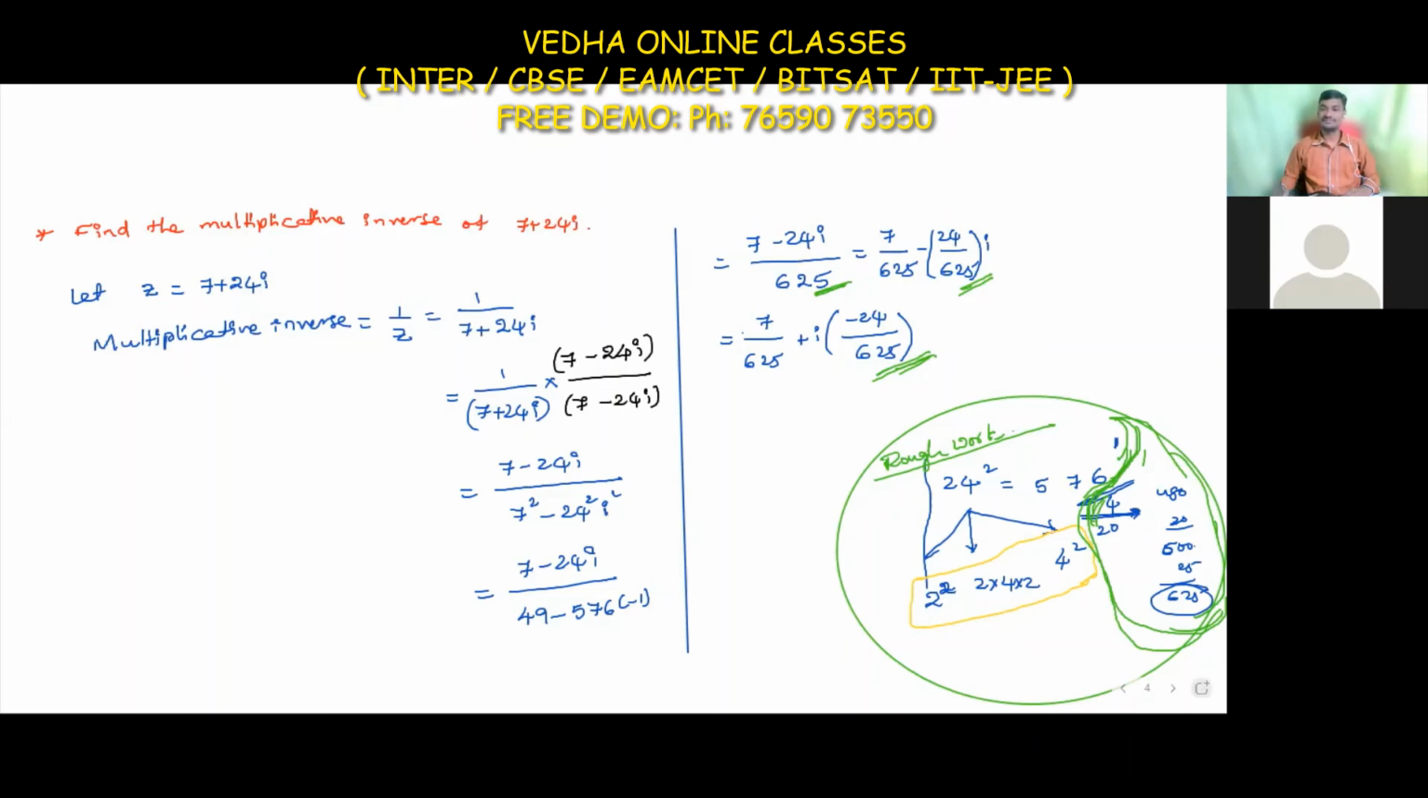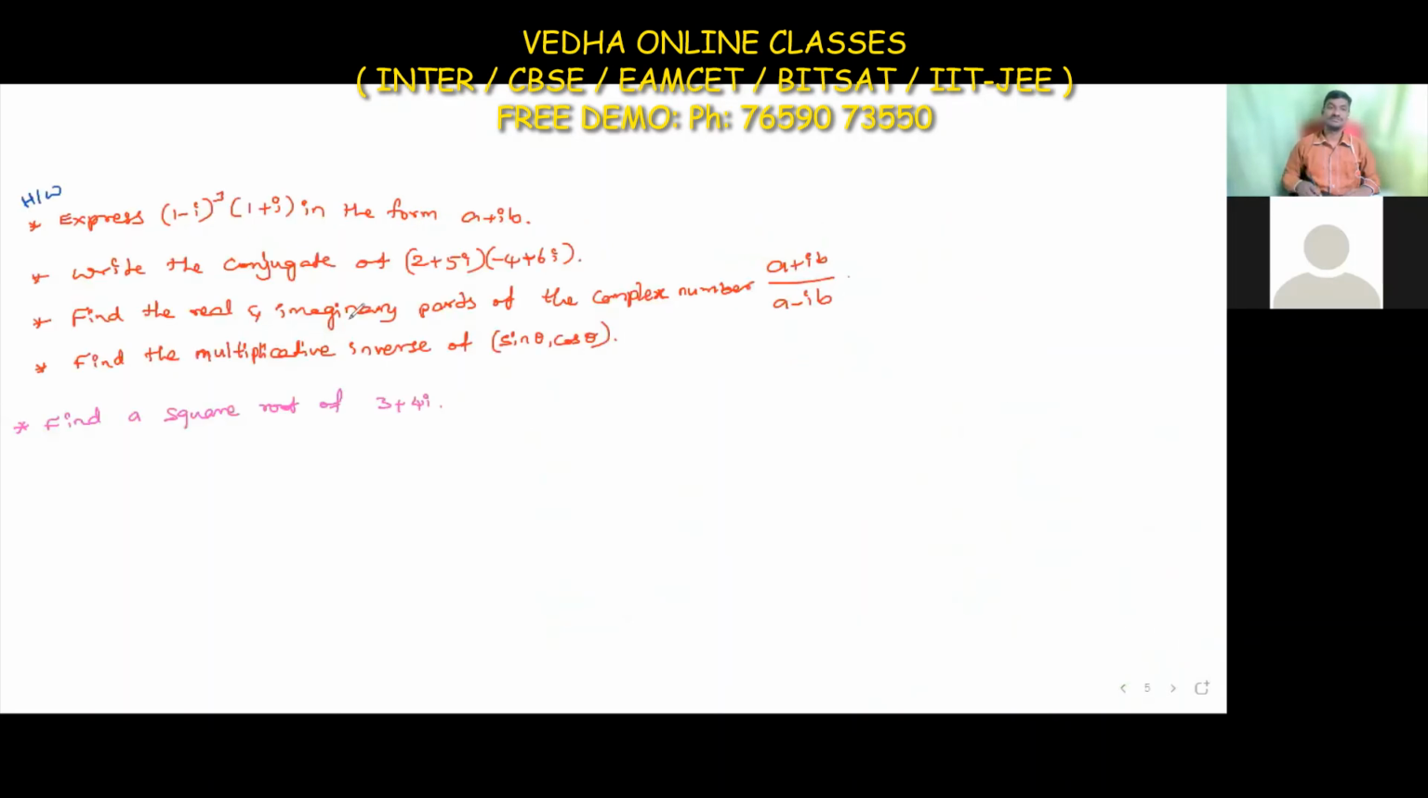Now the next question. Express (1 minus i) whole cube into (1 plus i) in the form of a plus ib. Try to simplify this, or otherwise ask me and I'll explain now or afterwards. First simplify the (a minus b) whole cube form, then multiply with 1 plus i. Finally we want the a plus ib form.